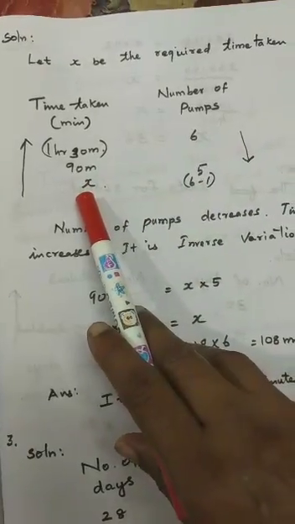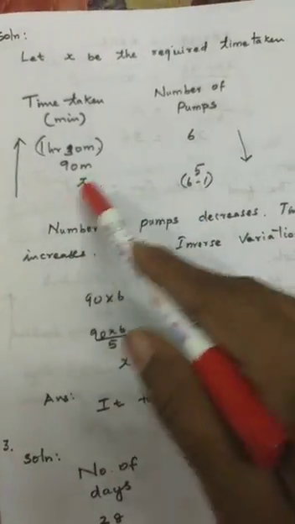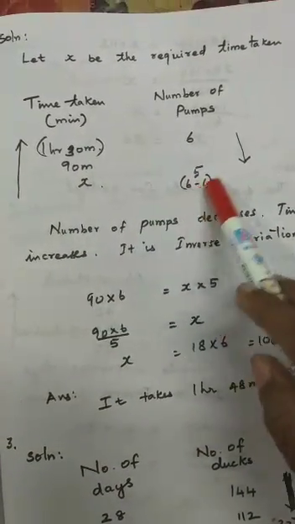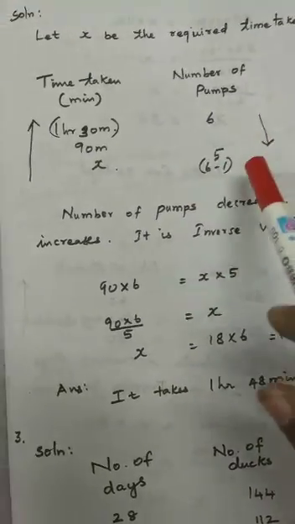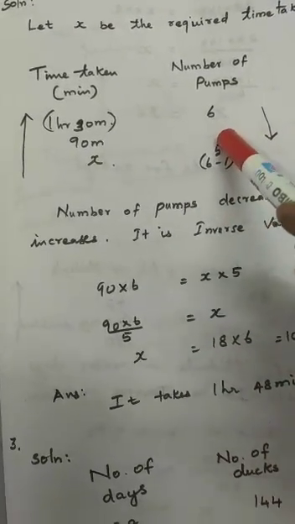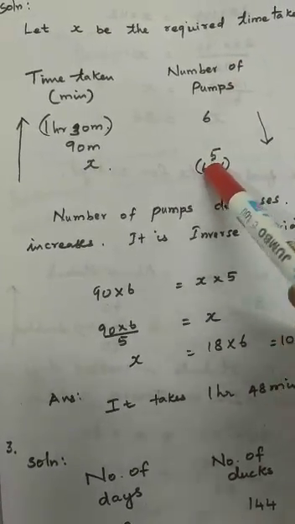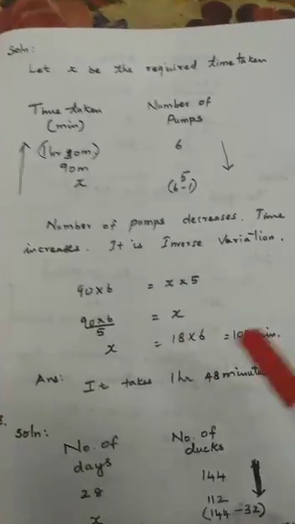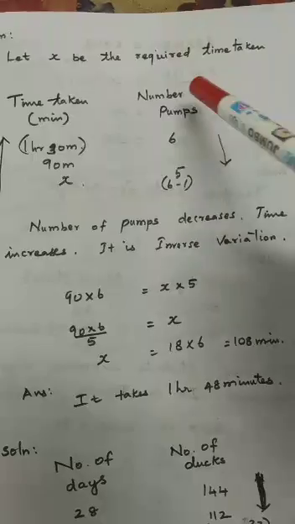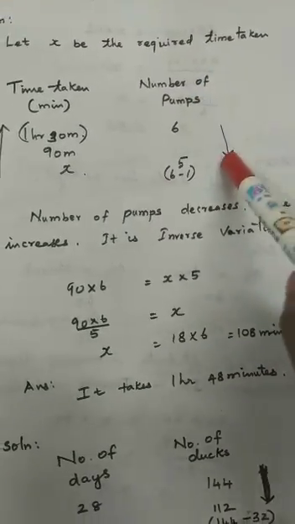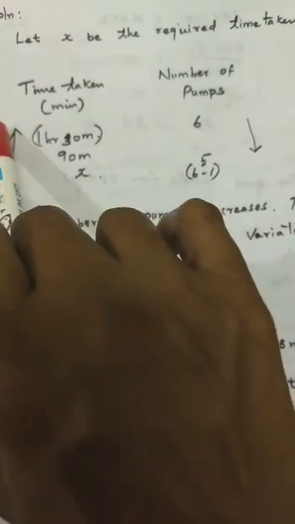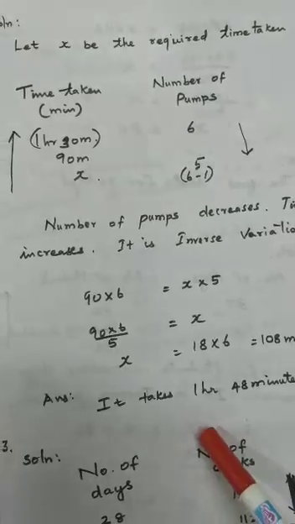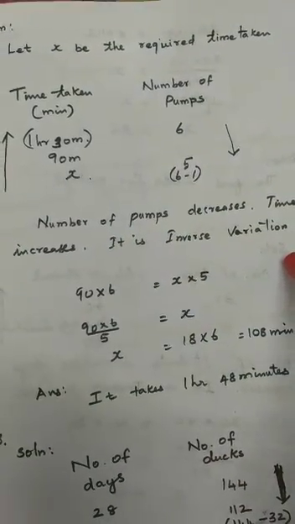For x, we don't know the time. If one pump is switched off, so 6 minus 1, 5. The number of pumps is 5. We have to find the time taken to fill the sump. So see here, the pumps decrease, the time will increase. Have you understood? So it is inverse variation.